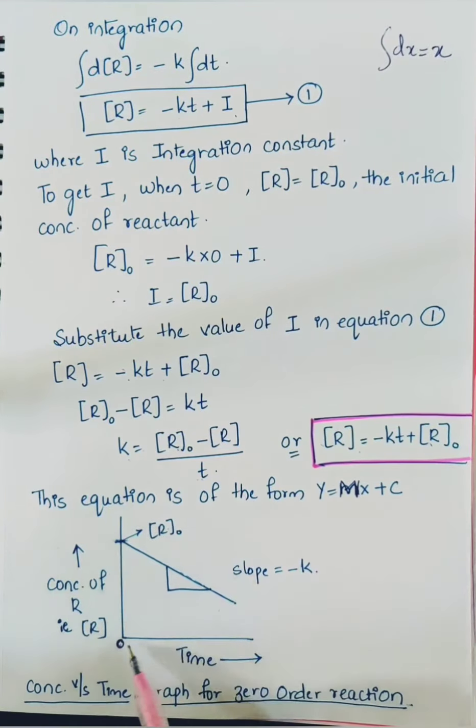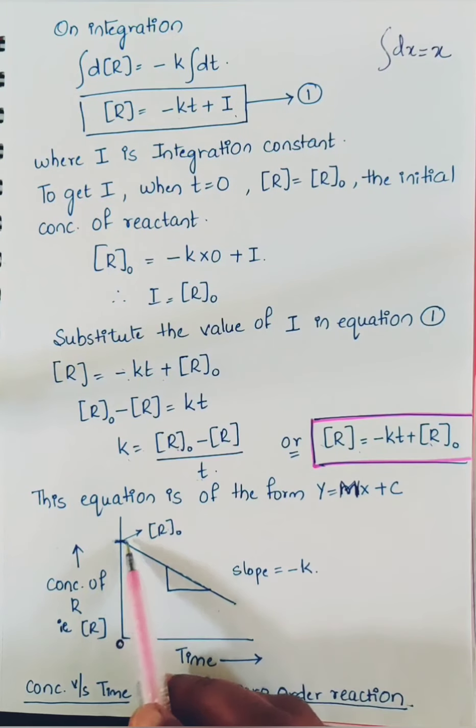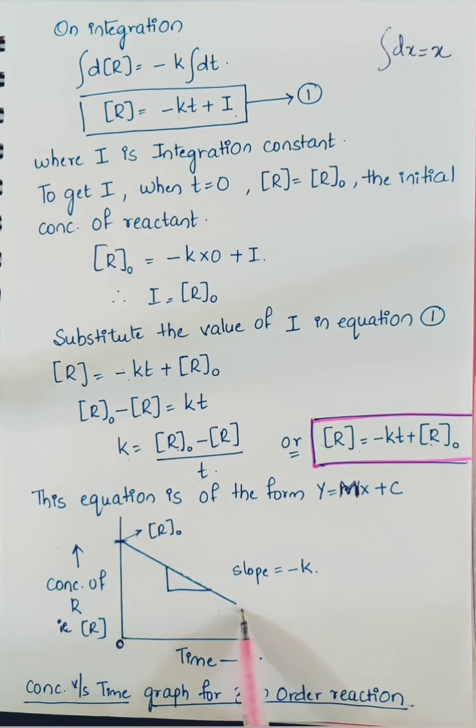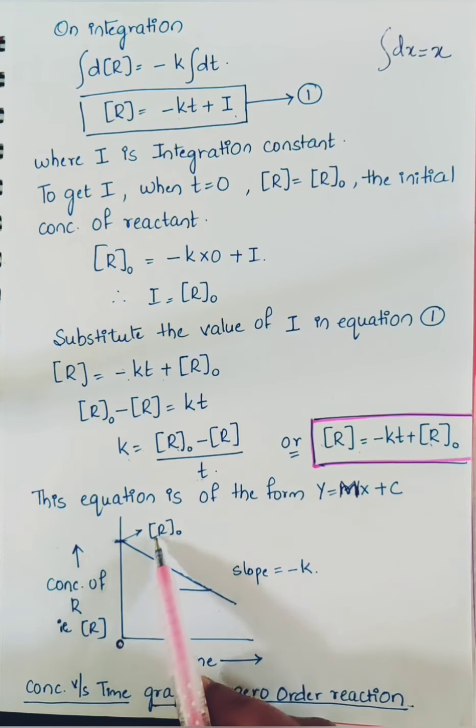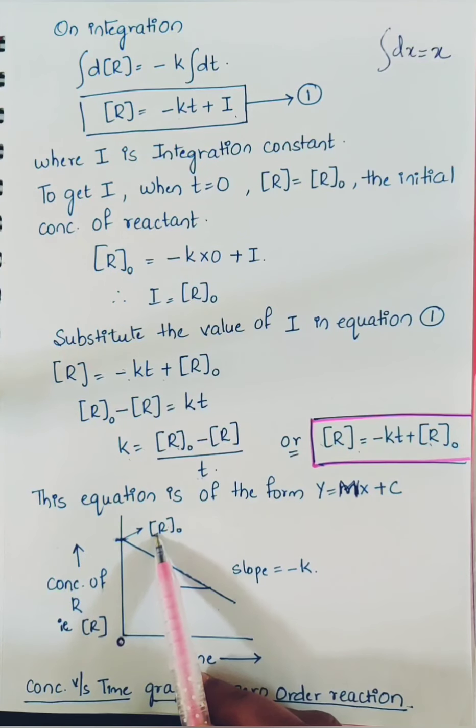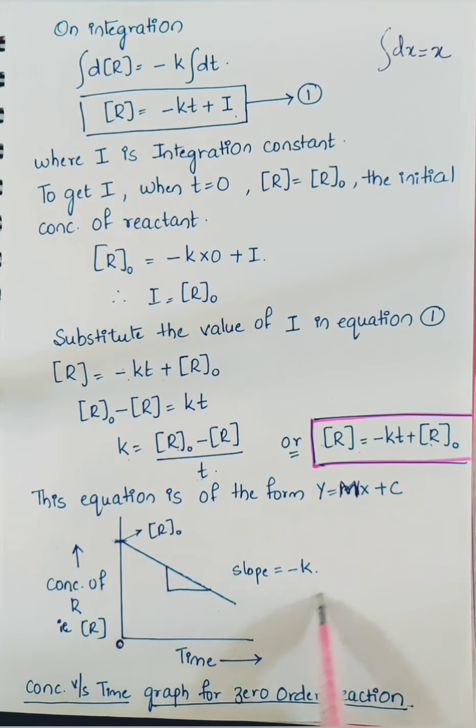So as the time proceeds, what happens? The concentration of the reactant goes on decreasing. So you are getting a straight line which is moving downwards. This is the concentration of the reactant at time t equal to 0. The slope you are getting is equal to minus k. So the slope is negative here.